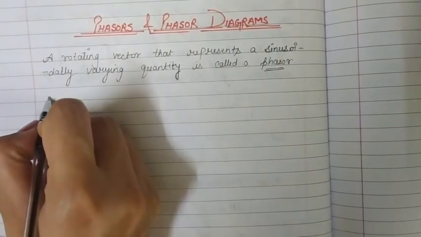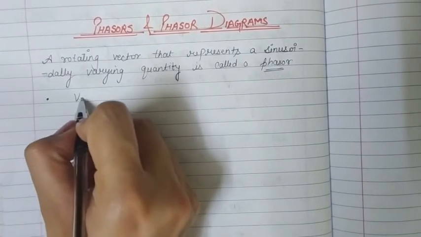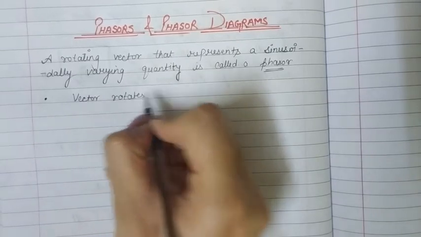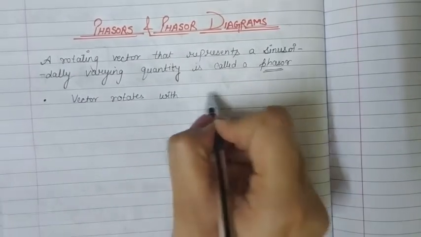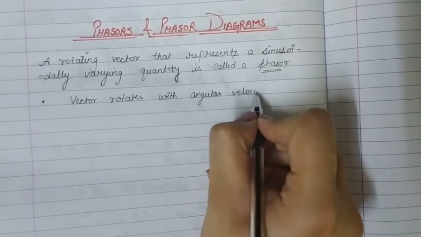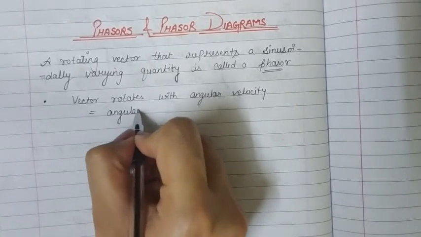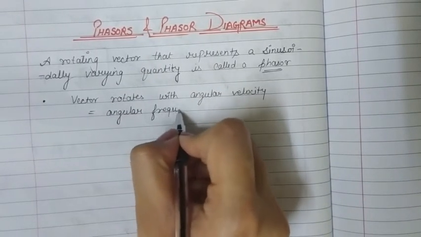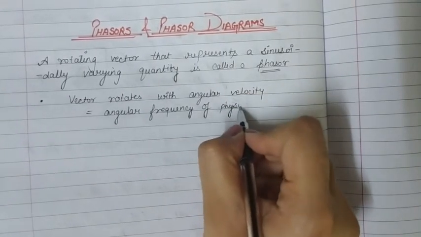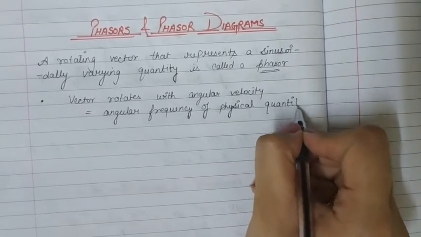So the first thing is that the vector rotates with angular velocity which is equal to the angular frequency of the physical quantity which we are representing through that phasor. It can be EMF, it can be current.